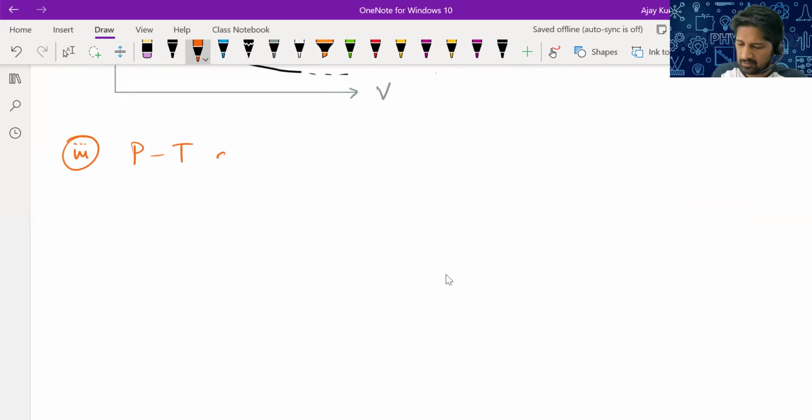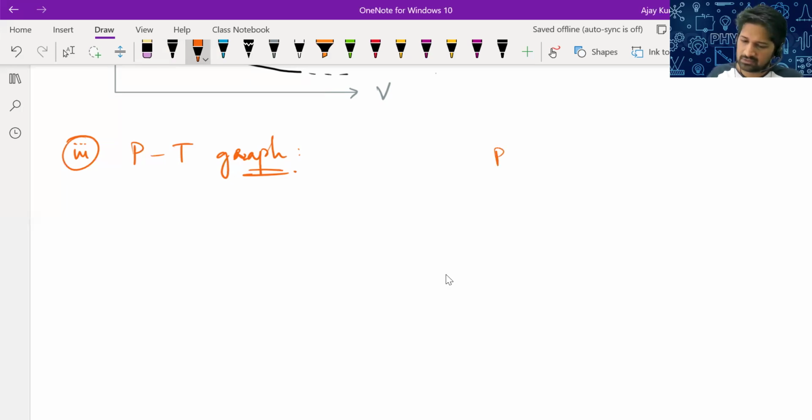pressure temperature graph in an adiabatic process. Now we had discussed analytically or qualitatively that temperature and pressure follow the same pattern. If temperature increases, pressure also has to increase. And if temperature decreases, pressure has to decrease. Now, how to draw a graph between them? Let's see. We need the equation first.